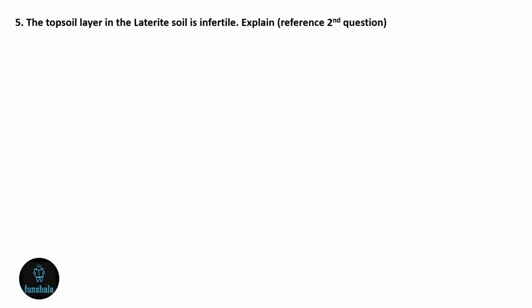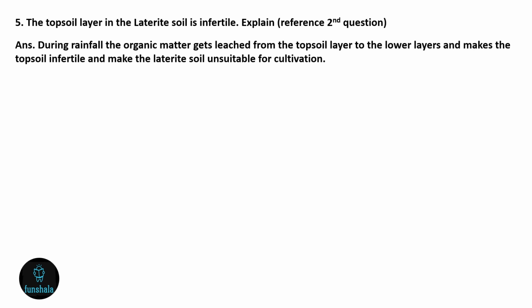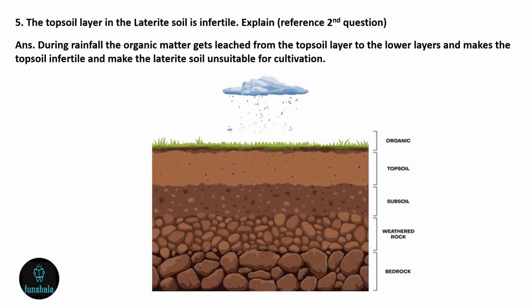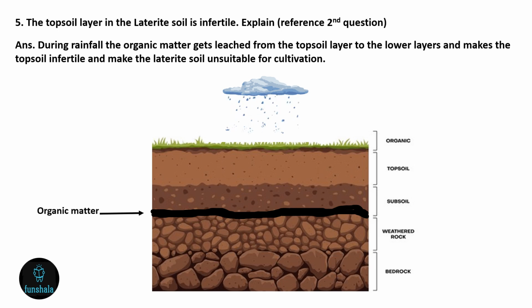The fifth question: the topsoil layer in the laterite soil is infertile. Explain. Now, this same question reference can be found in the second question as well. The answer is, during rainfall, the organic matter gets leached from the topsoil layer to the lower layers, which makes the soil infertile, which makes the laterite soil unsuitable for cultivation.